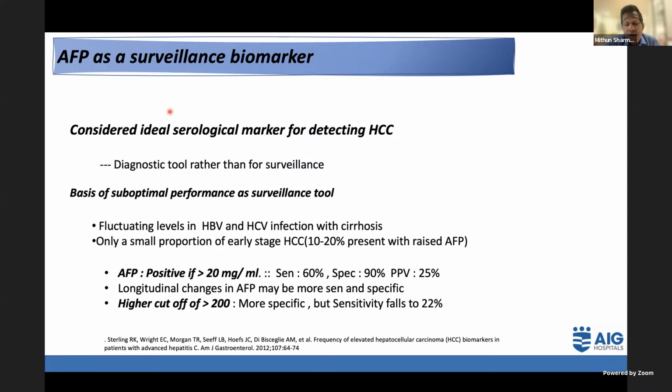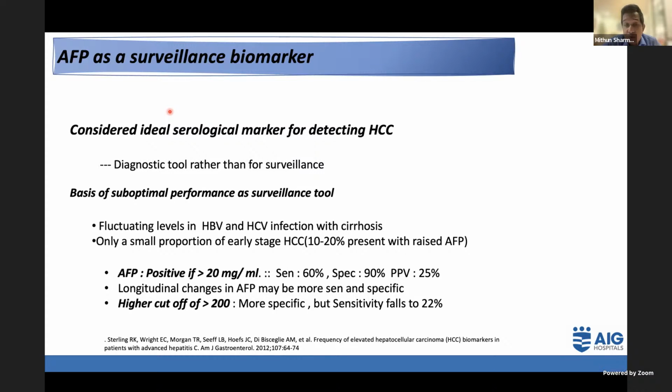For example, in patients with Hep B and Hep C with cirrhosis, there can be very fluctuating levels of alpha fetoprotein. So if we have a one-time point of AFP levels, we may be missing it. And we also know that around 10 to 20% of early HCCs only have raised alpha fetoprotein. It also depends on the cutoff of alpha fetoprotein that you are taking.